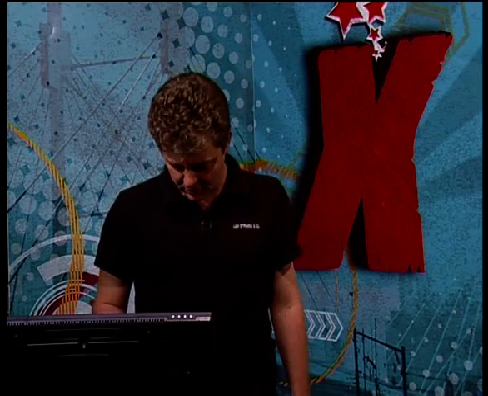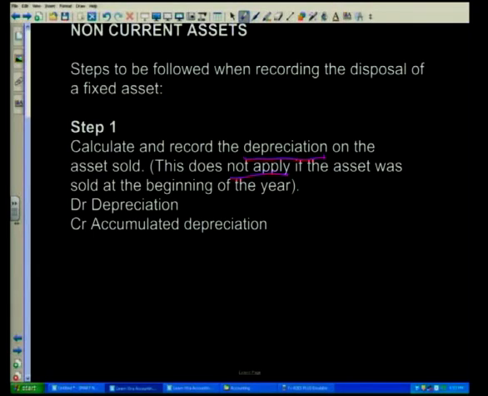In this example, though, we are selling the asset halfway through or somewhere in the middle of the financial year. This is going to mean that we need to calculate depreciation from the start of the financial year up to and including the date of sale. Let's review how to do this. You should remember that there are 2 methods of calculating depreciation. First of all, there is the fixed installment method, and secondly, there is the diminished balance method.